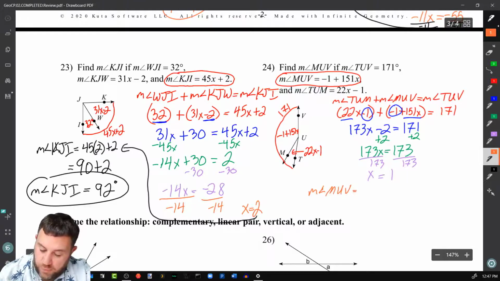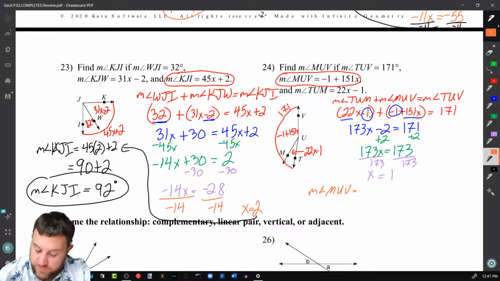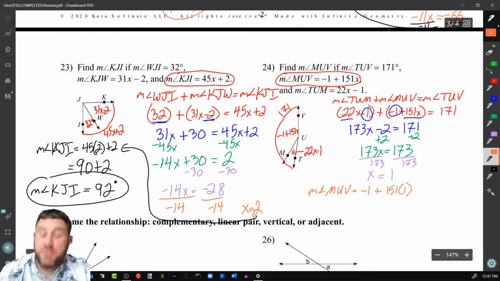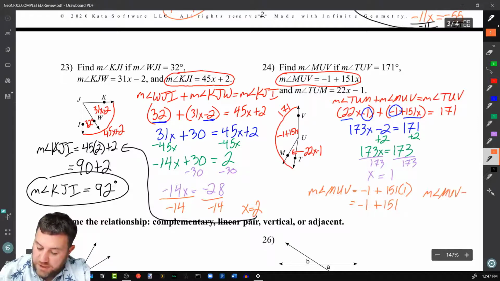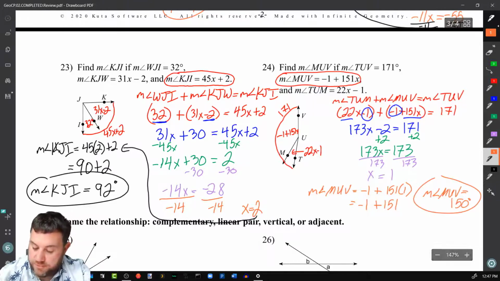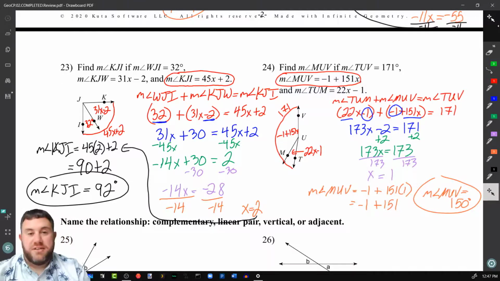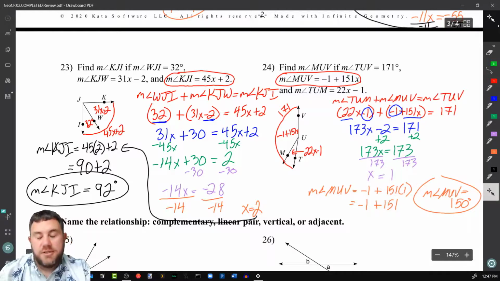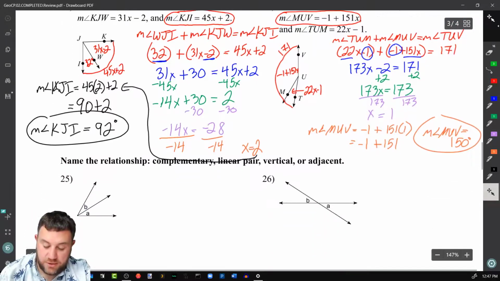So when we plug 1 in for angle MUV, we get negative 1 plus 151 times 1. That'll be negative 1 plus 151. So the measure of angle MUV equals 150 degrees. Now those are the problems that will take the longest out of everything that is on the test. Just so you know, those angle problems tend to take longer.